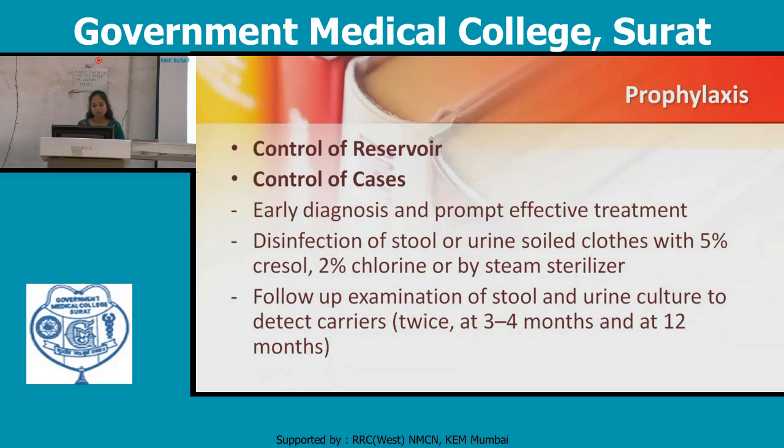Disinfection of stool or urine and soiled clothes with 5% cresol, 2% chlorine or by steam sterilizer. Follow-up examination of stool and urine culture to detect carriers, twice, at 3 to 4 months and at 12 months.